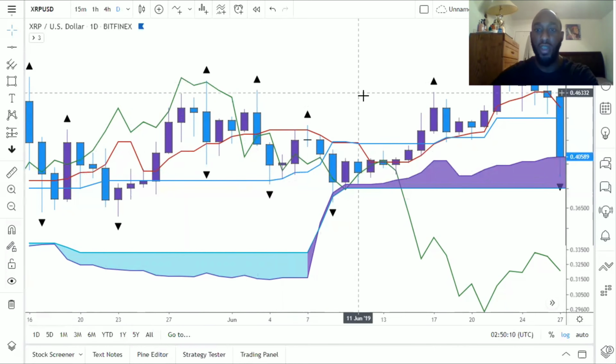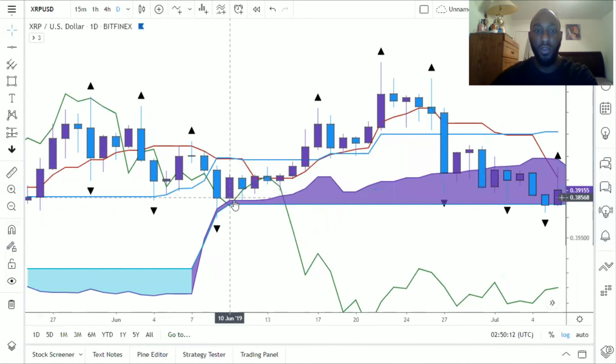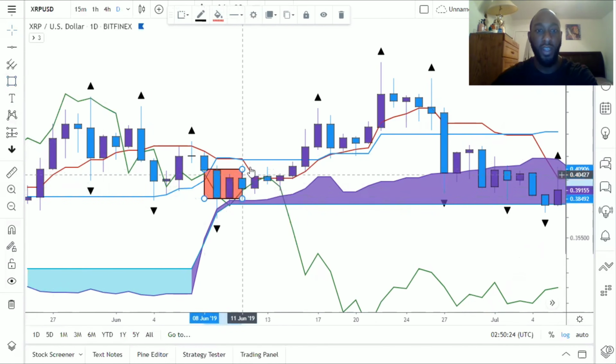If you move on over, you can see that the Kumo acted as a support in this area. It bounced off here and had price action, making a piercing line pattern, moving up higher. So once it broke this box, price moved up higher.